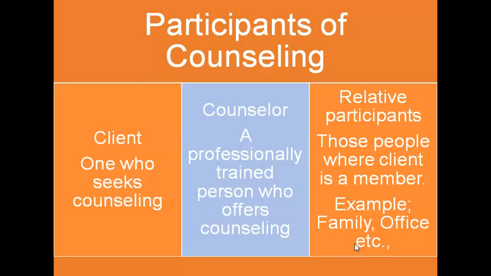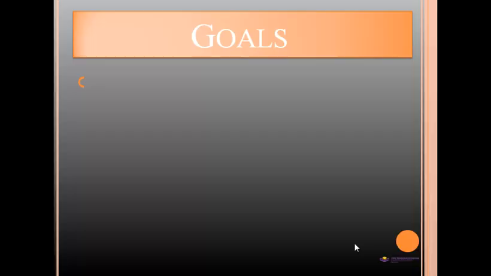Now, let us see the different participants of counseling. Participants are those who are directly or indirectly involved in the process. So, there will be a client, and of course, the counselor, and sometimes the relative participants. The client is a person, one who seeks counseling. The counselor is a professionally trained person who offers counseling. The relative participants are those people where the client is also a member. For example, family, office, etc.